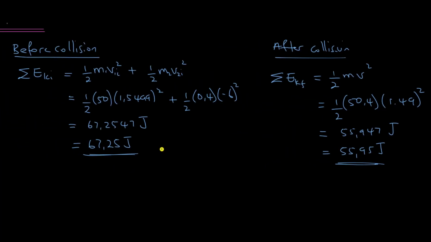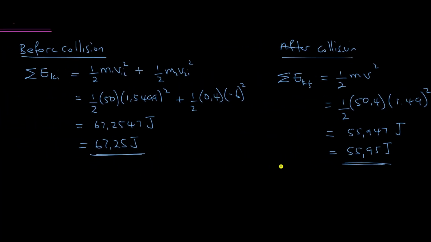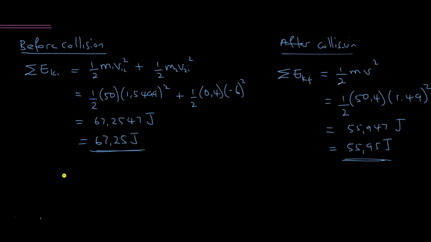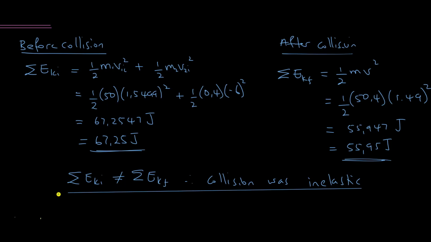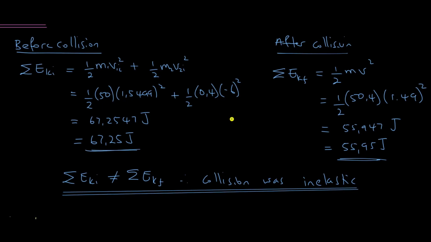So now I need to compare these two. You can see that they are not the same. We have lost some kinetic energy here, so you can simply conclude and say the sum of the EK initial is not equal to the sum of the EK final. Therefore, the collision was inelastic. And then we're done. Pretty cool. So this is how you prove whether a collision is elastic or inelastic.